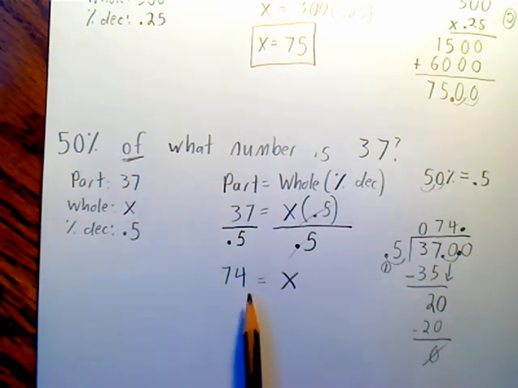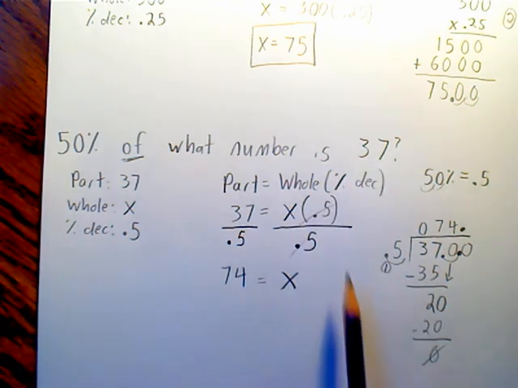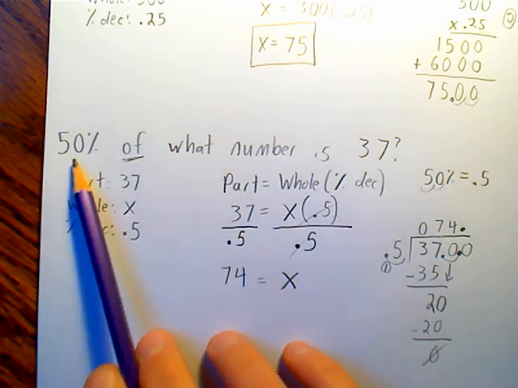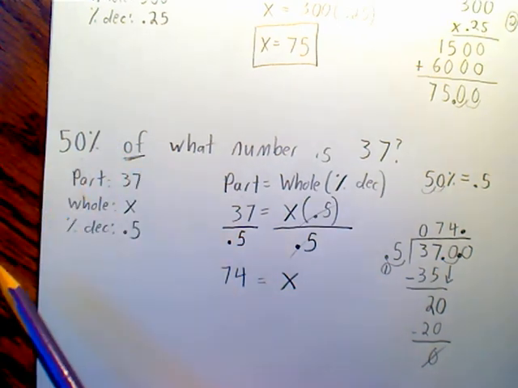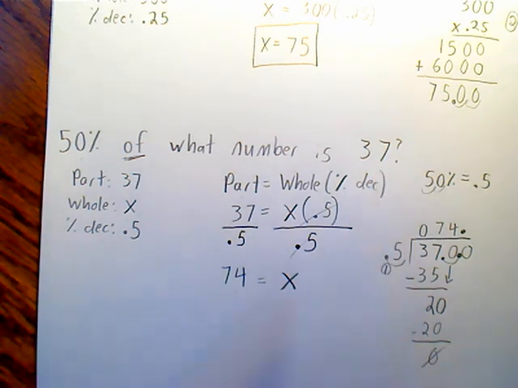50% of 74 is 37. And another way you can think about this problem is 50%, that means like cutting it in half. So if I cut 74 in half, my whole, I would end up with 37.